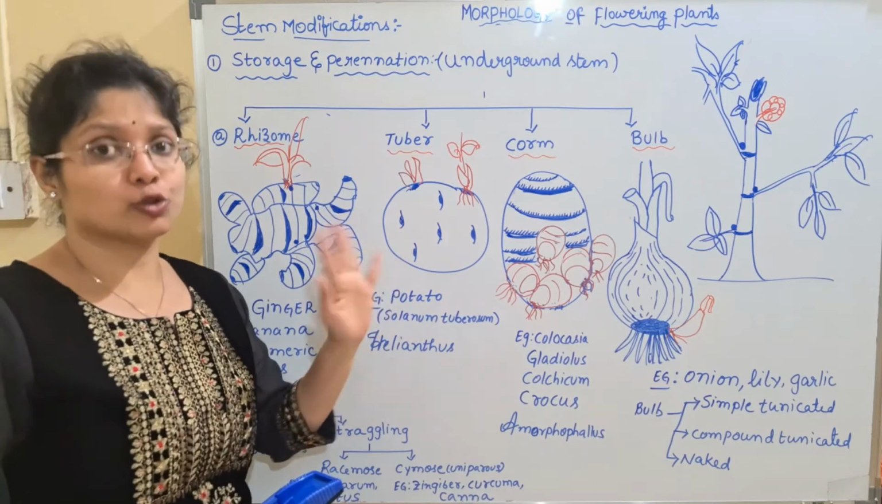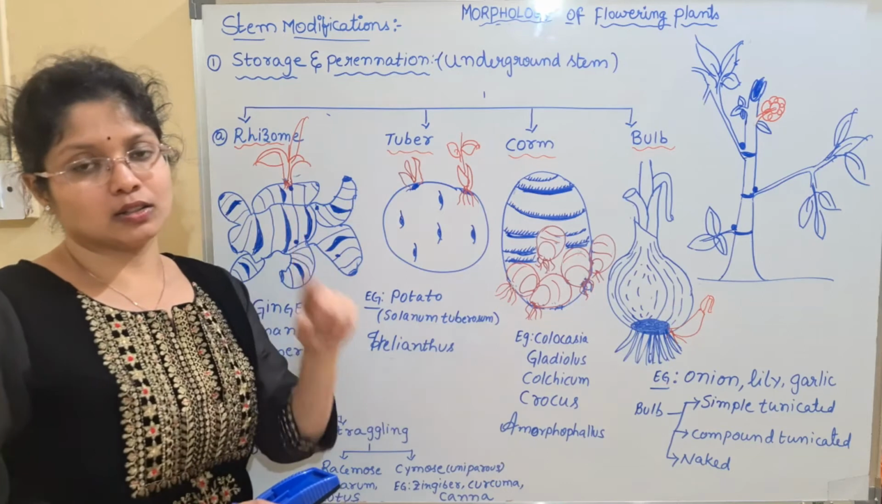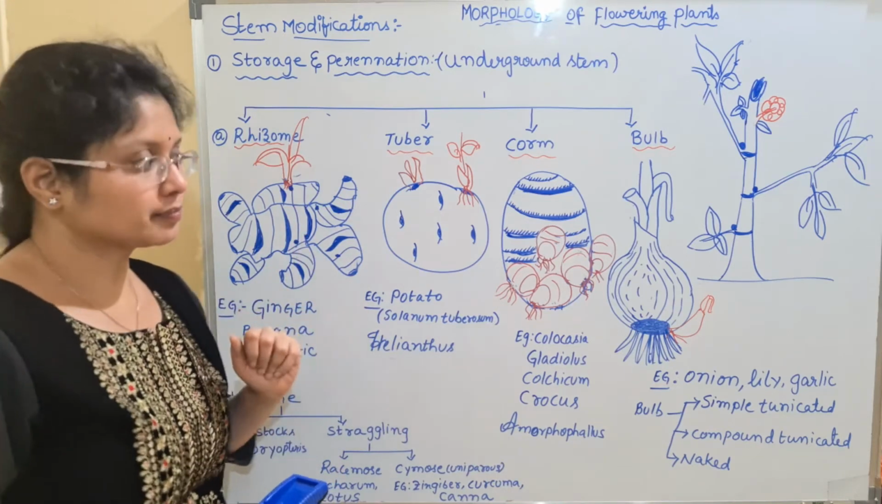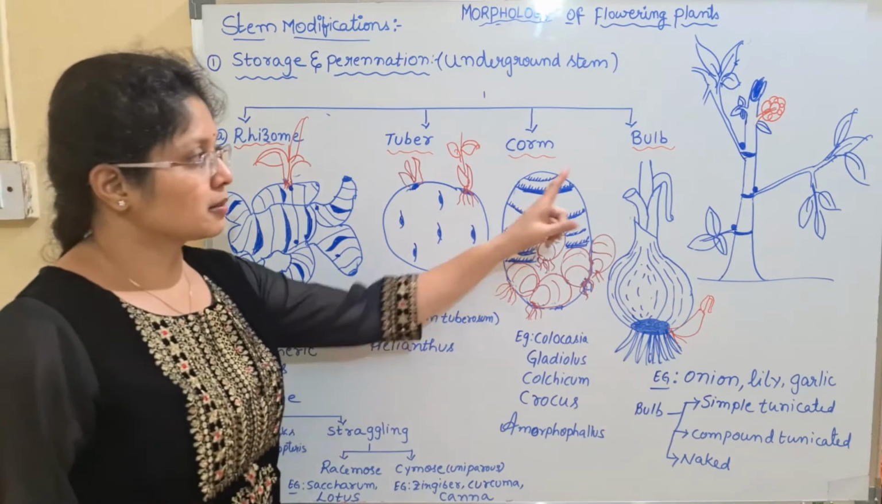A corm can also be seen here. Okay. And lastly we have the Amorphophallus, the tallest flowering plant. Next, coming to the bulb. So the last modification for today is the bulb here.